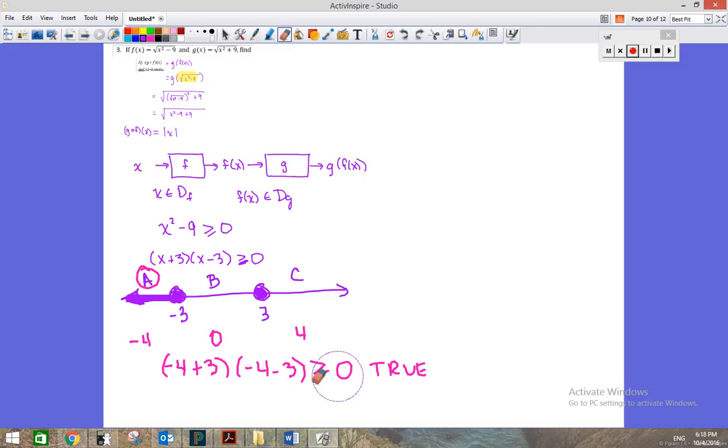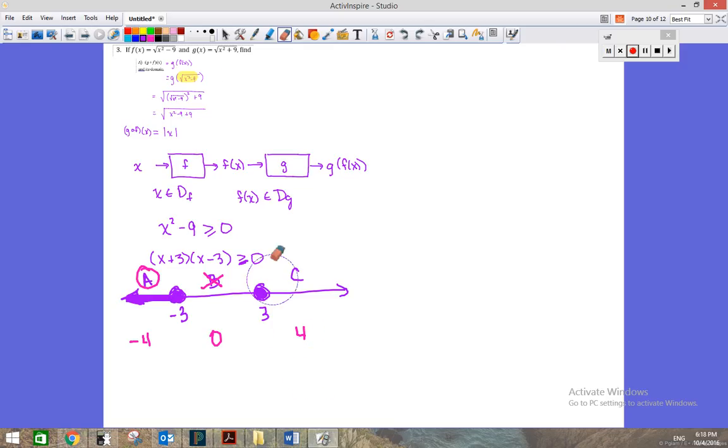Now, I'm going to erase this because I need some room. You can always rewind the tape if you need to see it again. When we plug in 0, we have, well, 0 plus 3 is 3. 0 minus 3 is -3. Positive 3 times -3, no way is that greater than or equal to 0. I am not going to include any point that's in that region into my domain because this is a false statement.